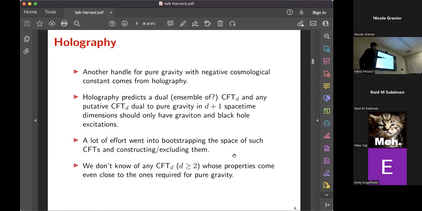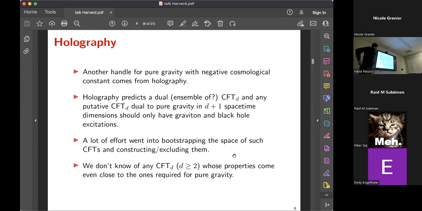But in any case, if you have one CFT or perhaps several CFTs that are dual to pure gravity, then these CFTs should have some very special properties. Particularly, they have very few excitations that correspond to graviton excitations, so something like gravitational waves and black holes. Black holes are the other kind of states. And so these are very few excitations if we compare it to CFTs that describe string theory.